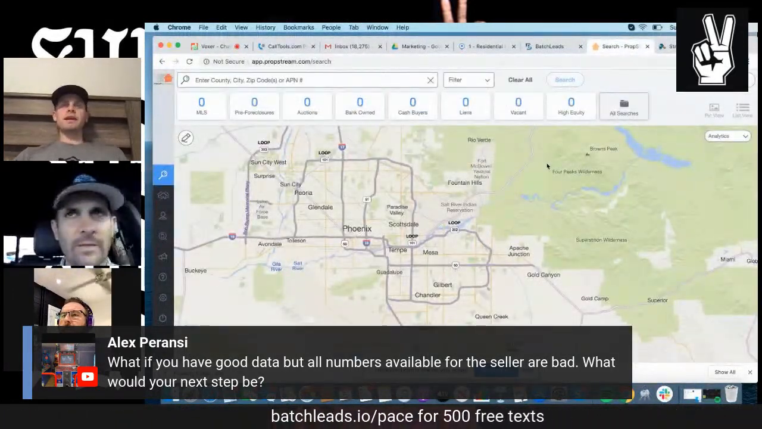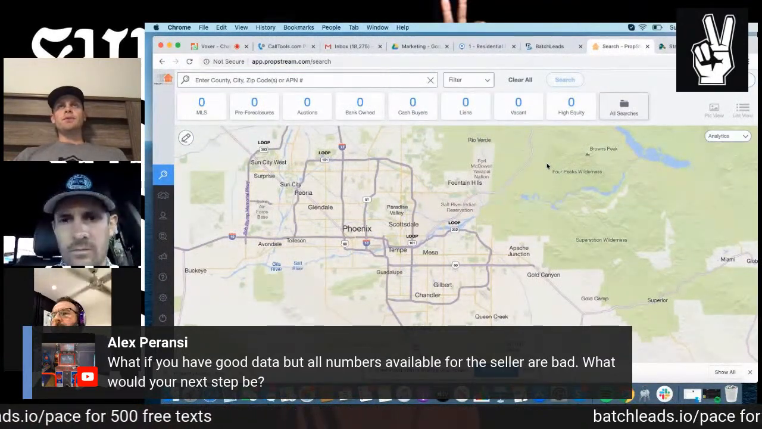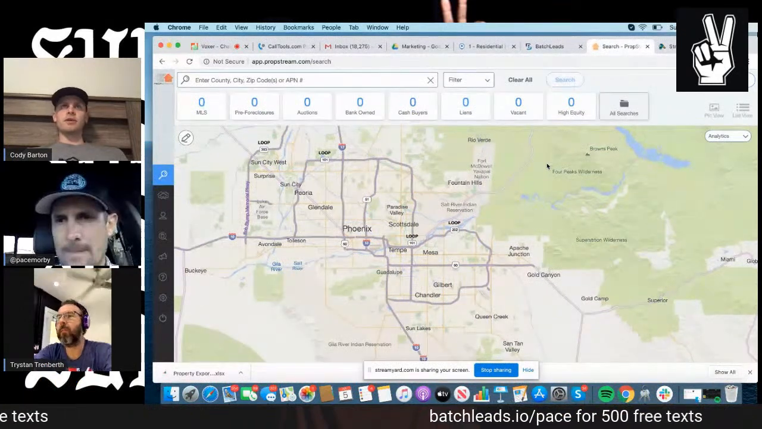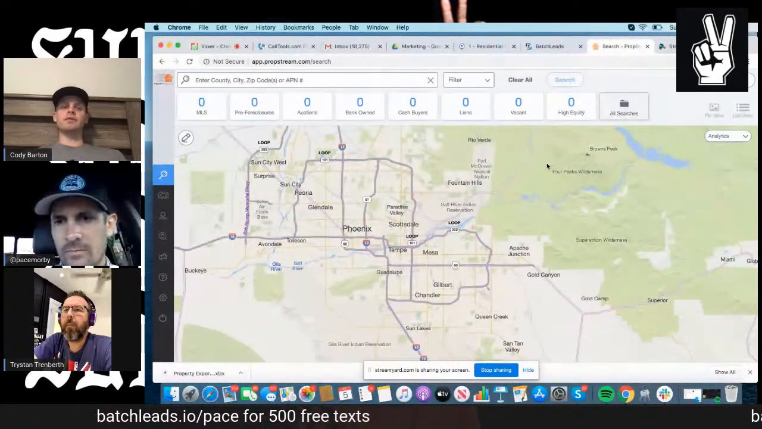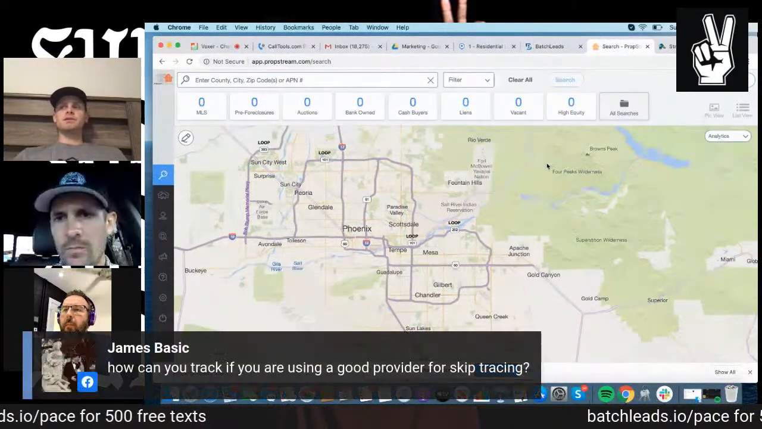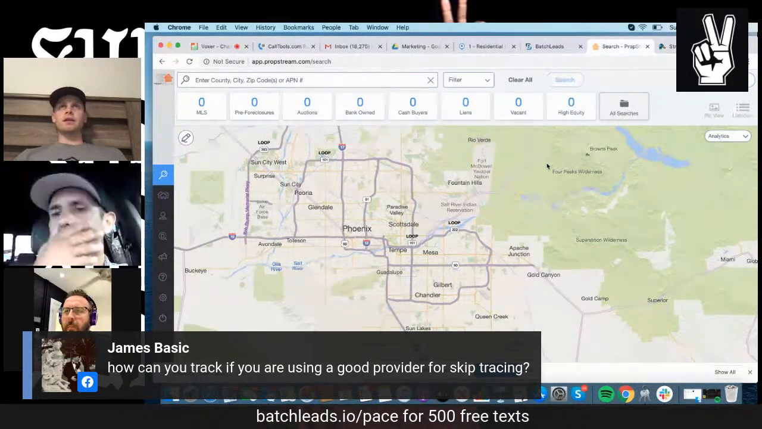Yeah, I mean, the thing is, no matter what, when you're skip tracing, you're not always going to get a 100% hit rate. Sometimes you're not going to get all of the data for every single person. So that's one thing to understand. And then you can also look at it in two ways.